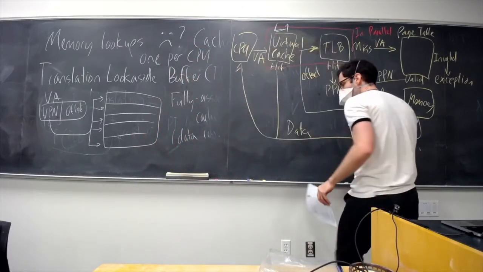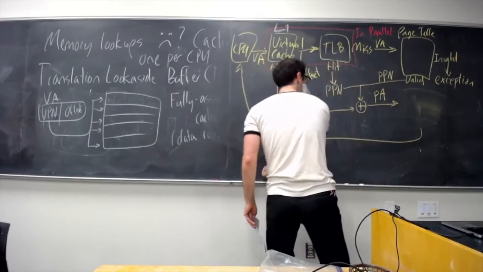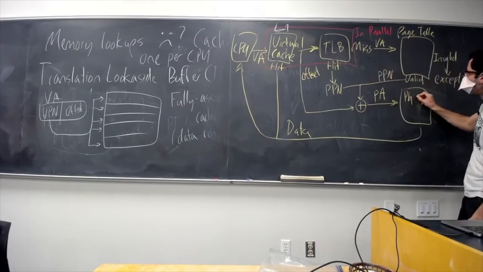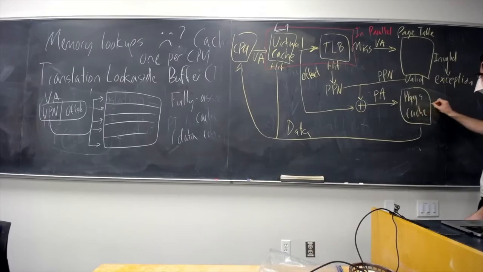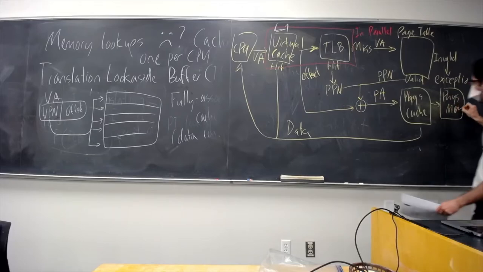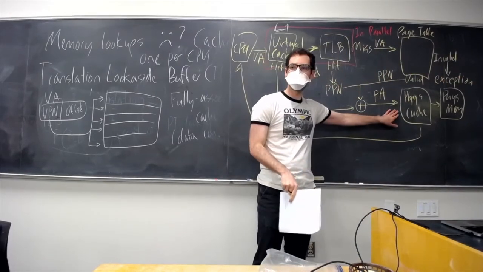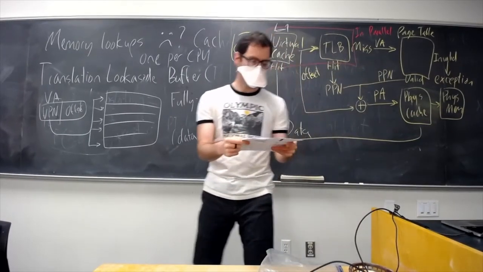And so we can complete this picture by making it clear that we have physical caches, and then after that, physical memory. So we'll look in the caches first at this point, and only if we don't find it there, go to actual main memory.